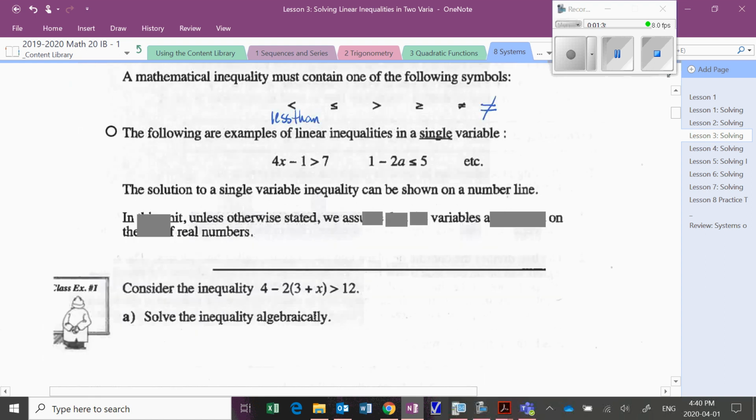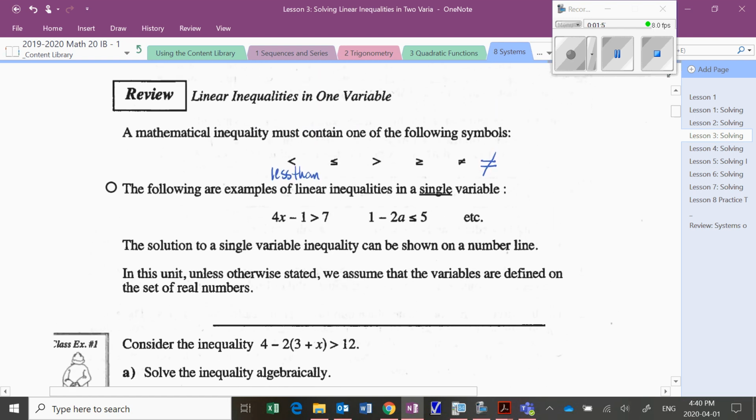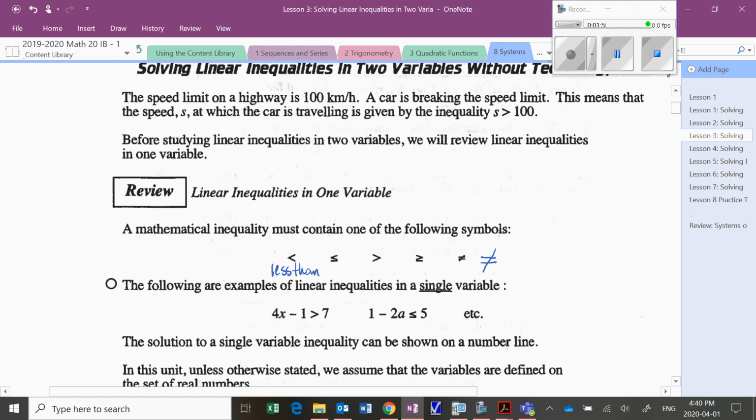So if we are looking for our solution, we're looking at what are all of the possible values of the variable that can be substituted into the inequality statement to make it true. So going back to our speeding example, if somebody is breaking the speed limit, there's any number of speeds that would satisfy that variable s.